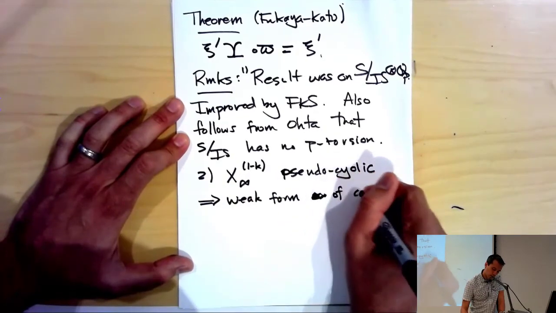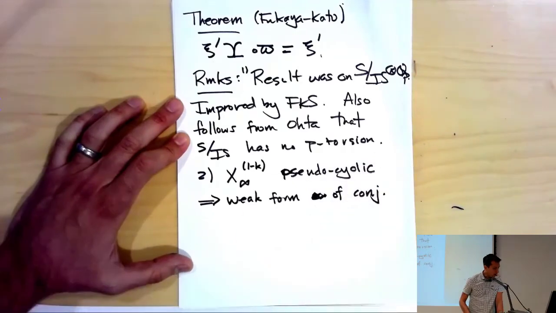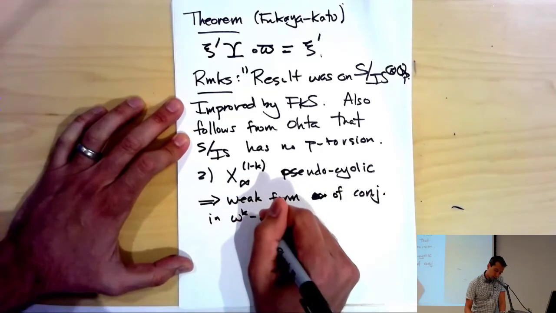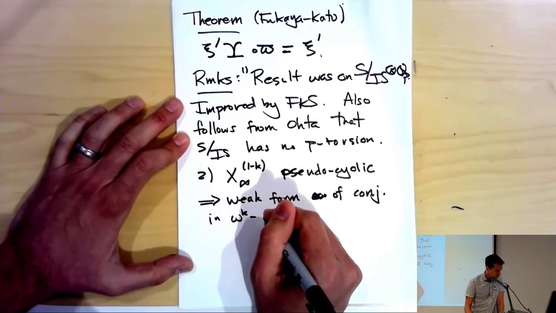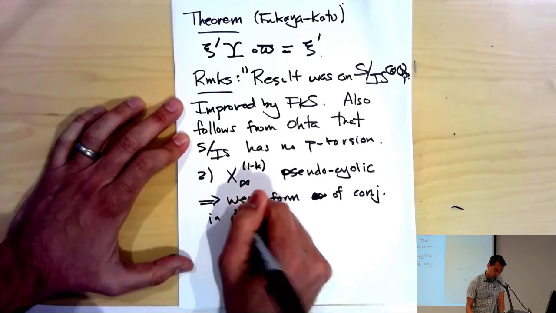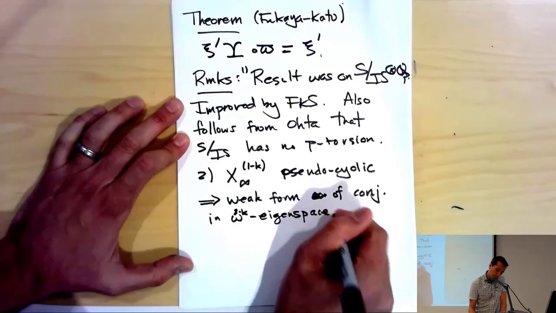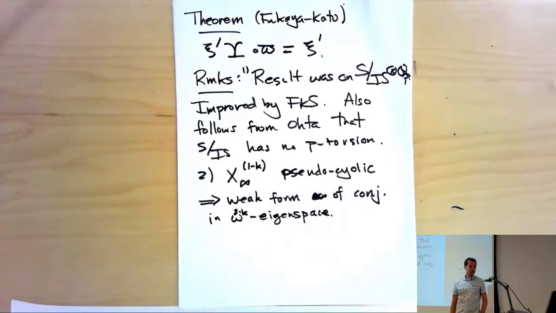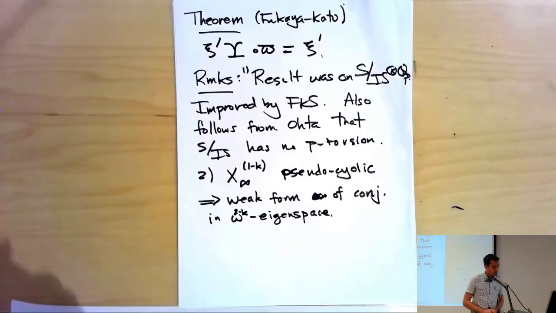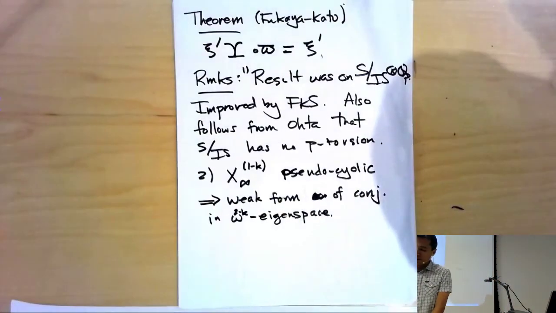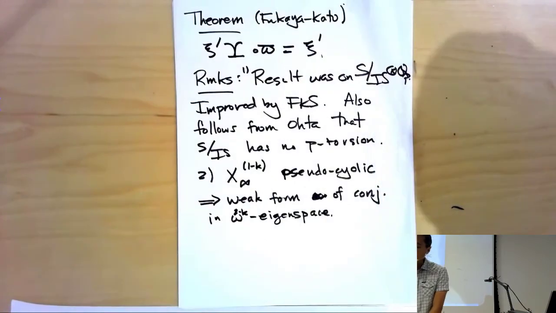in the omega to the 2 minus k eigenspace, actually. There's some weird thing with k and 2 minus k. Well, you can see it, right? If I take the 1 minus k eigenspace here, then this thing has an omega to the 2 minus k action.